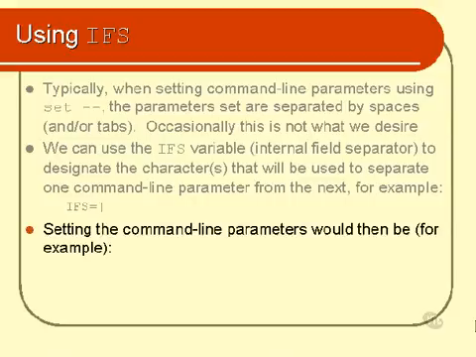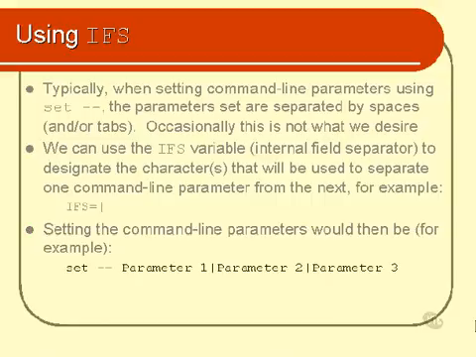And then, if you wanted to use set minus minus to set command line parameters, you would do it like this. Set minus minus, and then parameter 1, pipe parameter 2, pipe parameter 3. Now notice here that the space between the word parameter and the 1, and between the next parameter and the 2, and so on, is actually now no kind of special character at all. The special character is now the pipe symbol, and so $1 will get set to parameter space 1, and $2 will get set to parameter space 2, and so on.